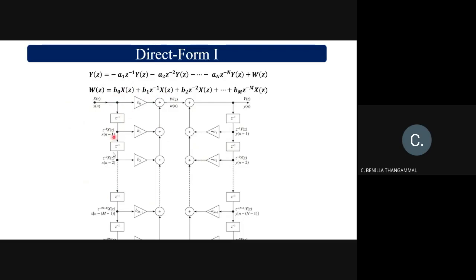Here, your input and output have separate delays. So how many multipliers are there? Here you have m multipliers along with this one, so it is m plus 1, and on this side it is going to be n. So m plus n plus 1 multipliers. And how many delay elements? Here you're going to have m delay elements, and here you're going to have n delay elements.